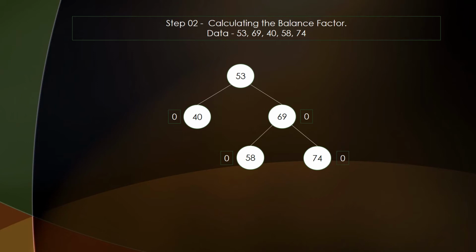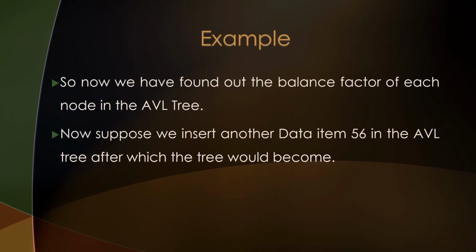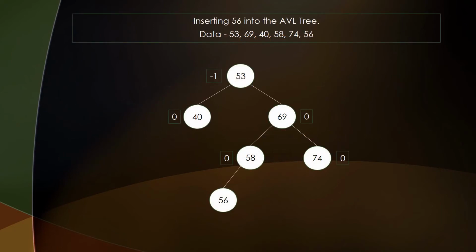Now coming to the root node 53, there is a single level in the left subtree, but now there are two levels in the right subtree. So according to the balance factor formula, it would be 1 minus 2, giving a balance factor of minus 1. So now we have found out the balance factor of each node in the AVL tree. Now suppose we insert another data item 56 in the AVL tree, after which the tree would become this. So this is how the tree becomes after the insertion of node 56. Since 56 is smaller than 58, it will be inserted in the left subtree of 58.